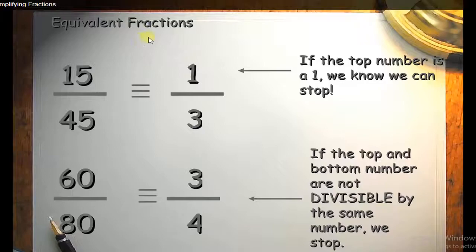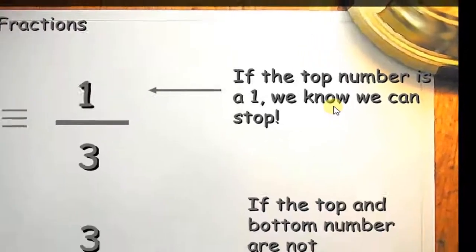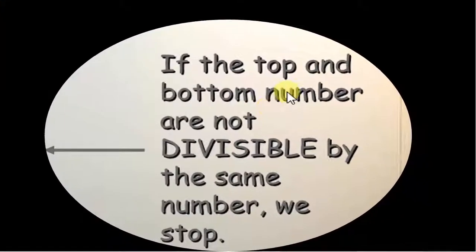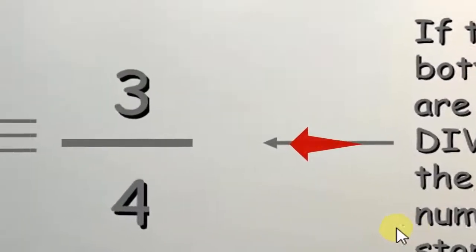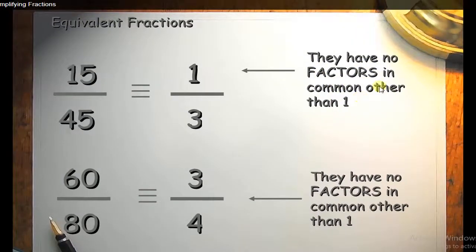Now, if the numerator is 1, we know that we can stop. If the top and the bottom number are not divisible by the same number, then you stop because this is the simplest form, okay? They have no factors in common other than 1. So this is where you stop, okay? And this is how you simplify a fraction with just dividing.